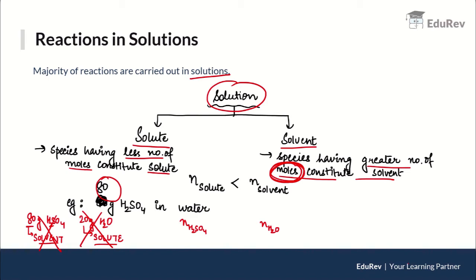So अगर आप moles of H2SO4 निकालोगे तो वो क्या हो जाएगा 80 divided by 98, whereas number of moles of water क्या हो जाएगा 20 divided by 18. As you can see that this number is already greater than 1, whereas this ratio is less than 1. So number of moles of water is greater than that of H2SO4. That means आपका जो H2O था, water जो था वो आपका solvent होगा, ठीक है? So always check number of moles, right?